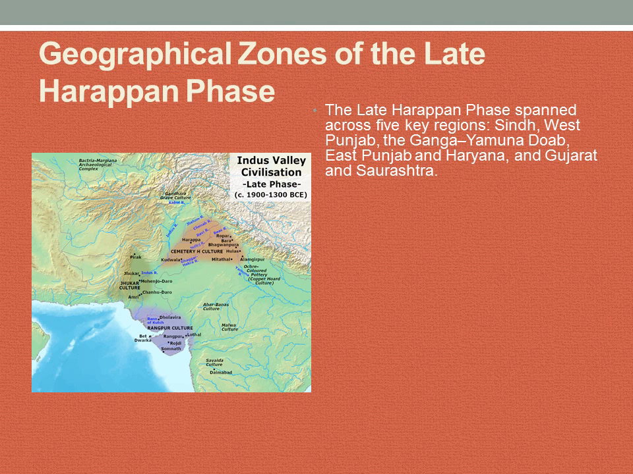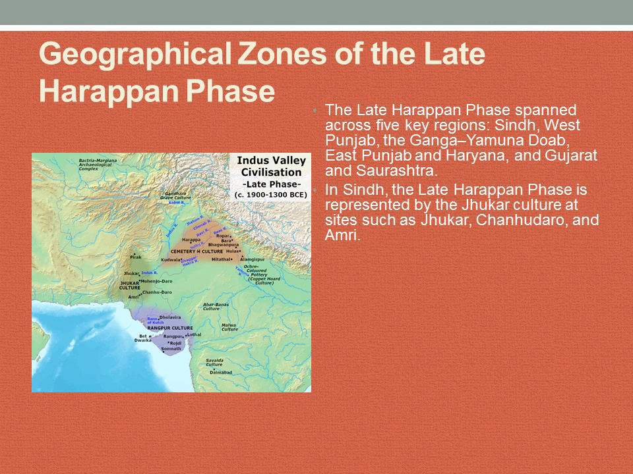The late Harappan phase spanned across five key regions: Sindh, West Punjab, the Ganga Yamuna Doab, East Punjab and Haryana, and Gujarat and Saurashtra. So these were the five distinct geographical regions where we find the existence of the late Harappan phase. In Sindh, the late Harappan phase is represented by Jhukar culture at sites such as Jhukar, Chanhudaro and Amri.